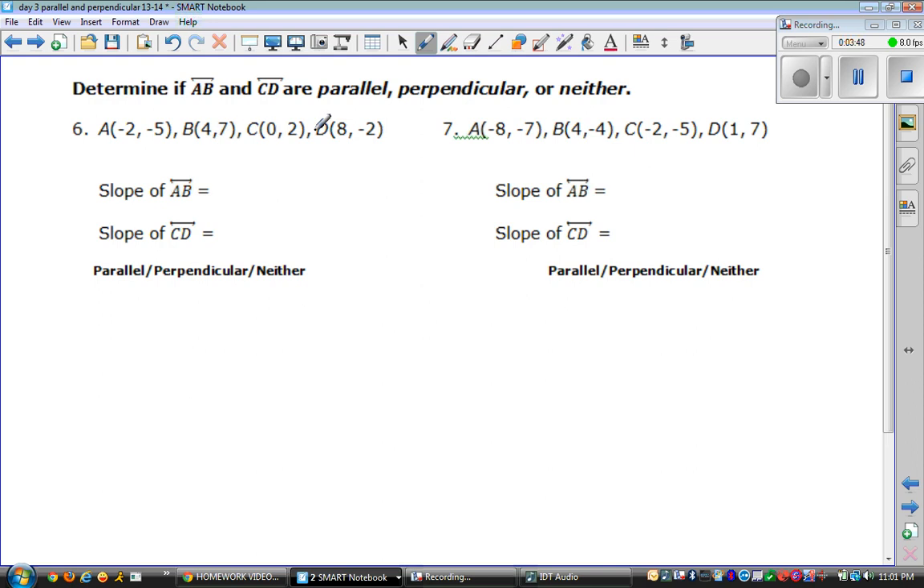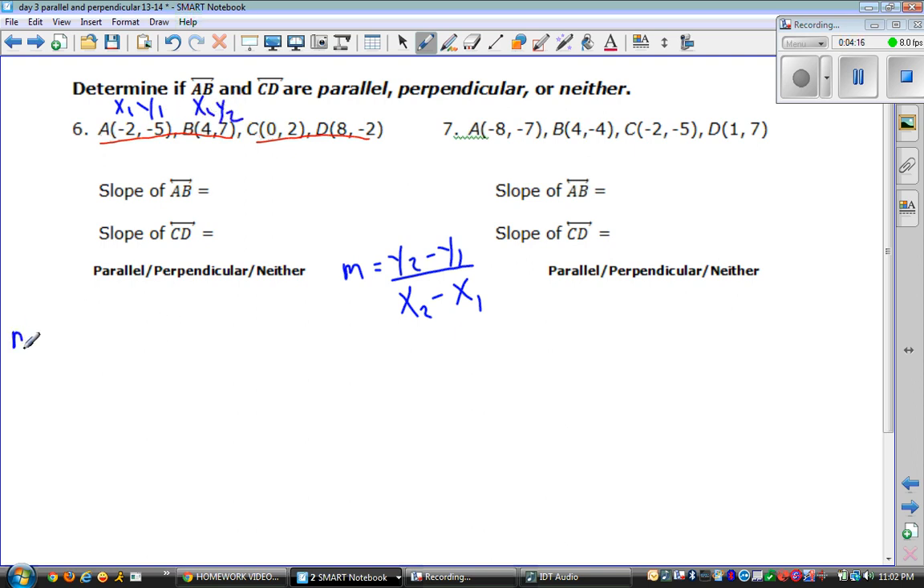Sometimes they'll give you a set of 4 points, and they'll tell you that you have two lines, line AB and line CD. So we're going to tell if it's parallel, perpendicular, or neither. So the first thing we're going to have to do is use the slope formula. So remember slope formula, y2 minus y1 over x2 minus x1. And I'm going to label my points x1, y1, x2, y2.